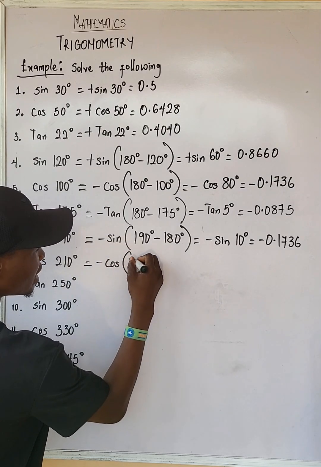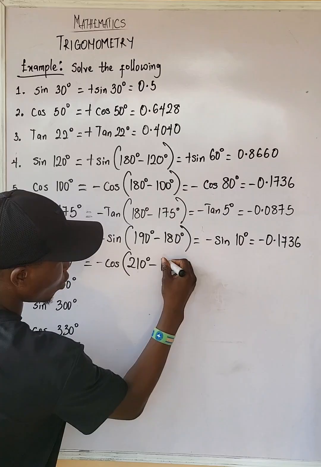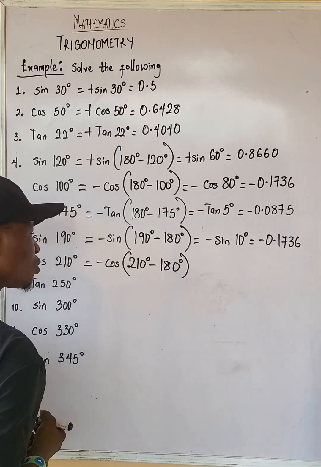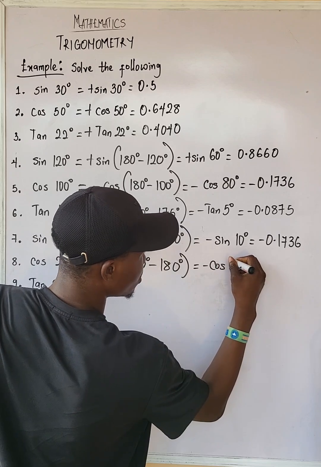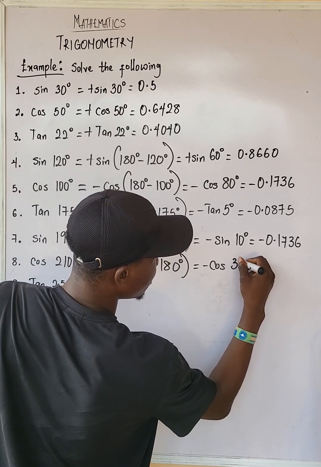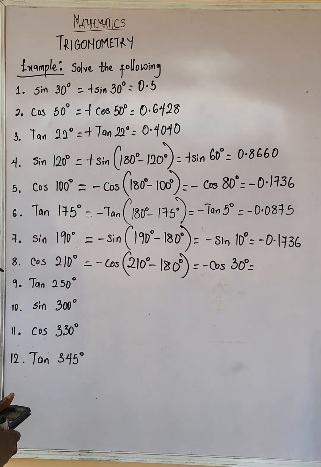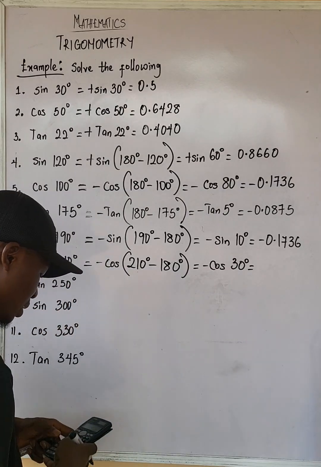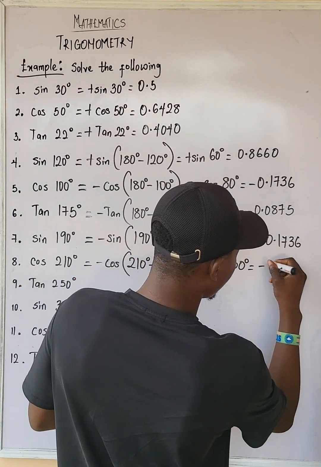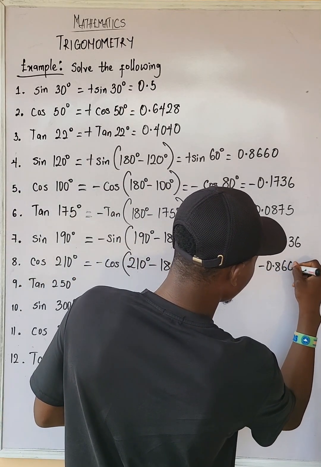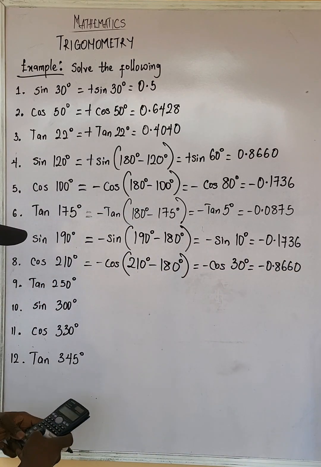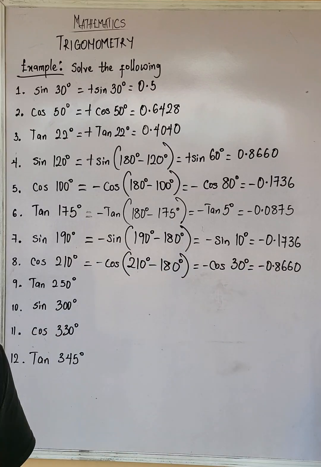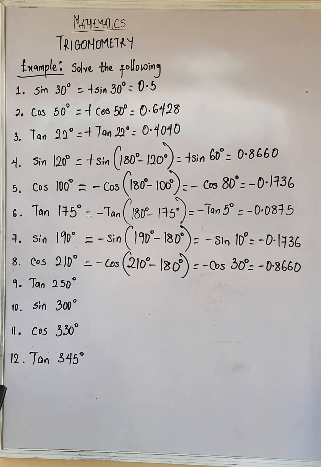And how do we get the angle? We say that angle minus 180 degrees. So 210 minus 180 will give us 30 degrees. So minus cos 30 degrees, we have it as minus 0.8660. You get? So let's press cos 210 direct. Press cos 210 degrees and check. You see it's the same answer, right? So let's come to the ninth question.